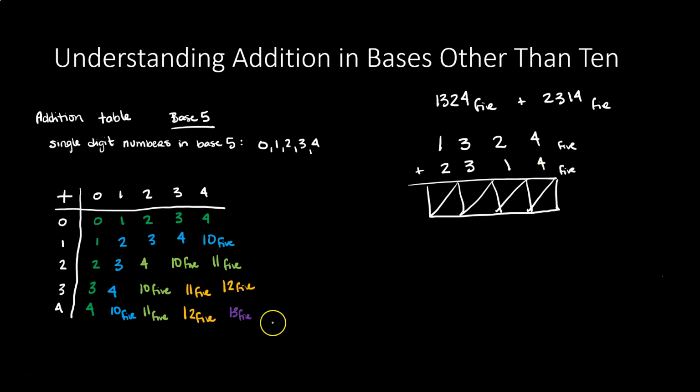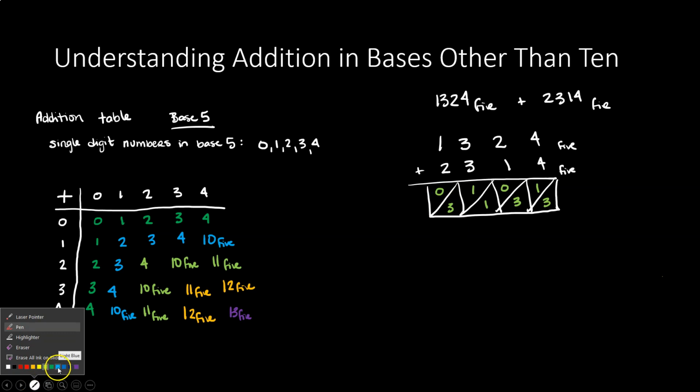4 plus 4, reading my table, I can see that looks like 1, 3, base 5. That's 3 singles and 1 group of 5. 2 plus 1 looks like 3. That's 0 groups and 3 singles. 3 plus 3 looks like 1, 1, base 5. That's 1 single, 1 group of 5. And then 1 plus 2 is 3. That's 3 singles, 0 groups of 5.